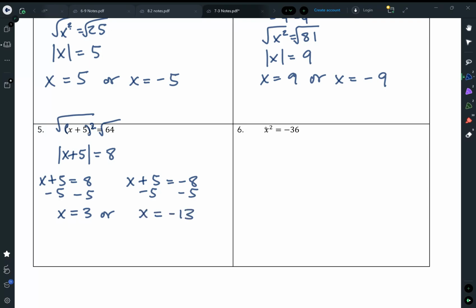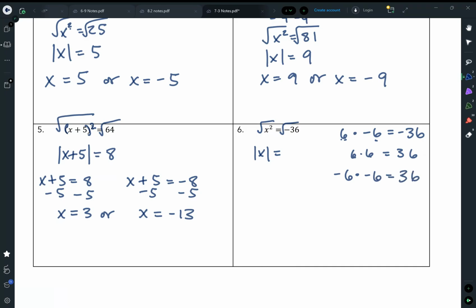Last one, I want to start out by square rooting both sides. And x squared square root, that just makes an absolute value. But what about the square root of negative 36? So a square root means the number, when I multiply it by itself, when I square it, I get negative 36. So the problem is if I multiply a 6 times a negative 6, that gives me a negative 36, but I'm not multiplying the same number by itself. If I multiply 6 times 6, I get 36. If I multiply negative 6 times negative 6, I get 36.